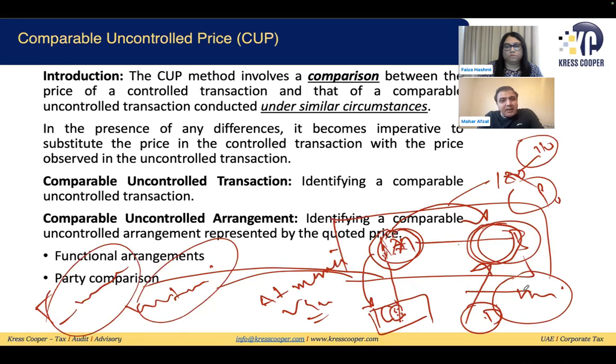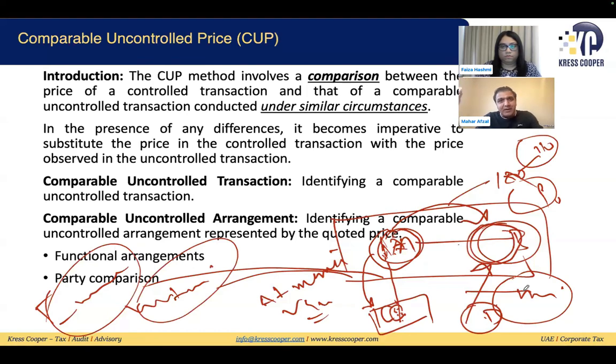So what is the comparable uncontrolled price method? I can say CUP. What is the CUP method? This CUP method is where we are comparing the price of a controlled transaction with the price of an uncontrolled transaction under similar circumstances. This is called the comparable uncontrolled price method of transfer pricing. In principle, this is very logical. Whatever A is charging to a third party under the uncontrolled environment, A would have charged the same price to B under the controlled environment. If A is charging the same price to B, we can say the transaction is at arm's length. If A is charging a different price to B, we can say this is the compromised price of the transaction.